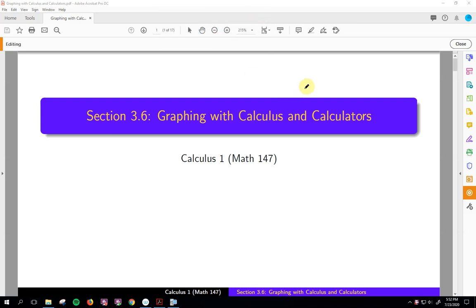In section 3.6, we're going to begin discussing how you can graph using calculus and calculators together. Because we know that you're going to be using calculators or some software at some point, like MATLAB, for example, or Desmos. How can you use the two things together to still pick out important information, but also as a way of speeding up the process? So how can we do that?